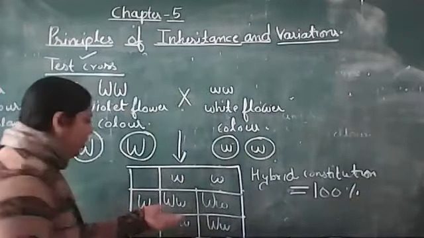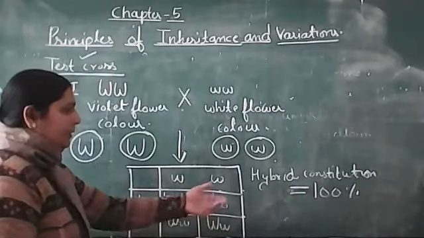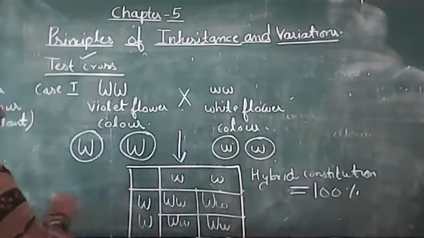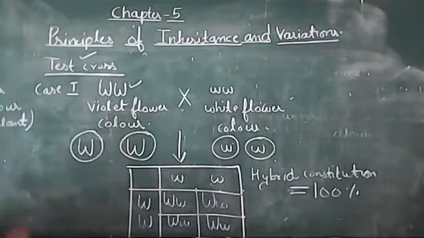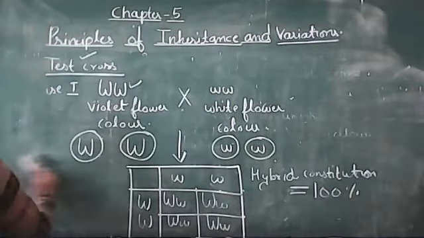So here I can get all the hybrid forms. The combination of these hybrid forms is equivalent to 100%. So this means that the parent whose phenotype I have checked in this cross is actually the homozygous dominant. But you can also say that this may not be the case always.